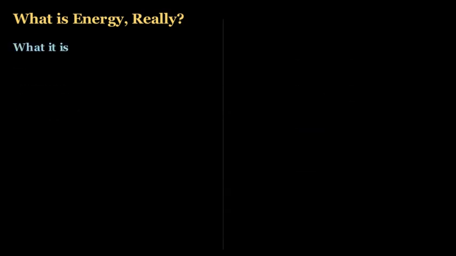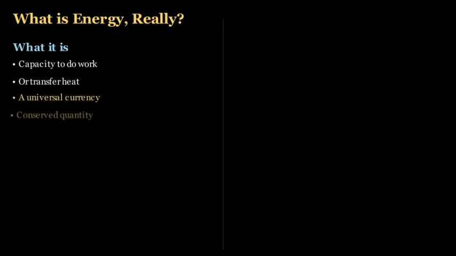Energy is the capacity to do work or transfer heat. Think of it as a universal currency. Just like money lets you buy things or pay for services, energy is what lets you lift a book, warm your hands, or make a car move. And just like money, it's a conserved quantity. The total amount in a closed system never changes. It doesn't get used up, it just moves around or changes form.